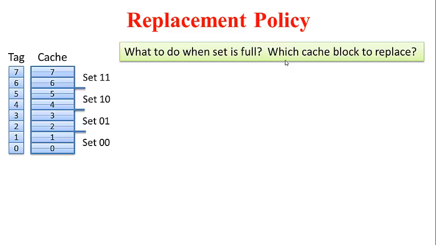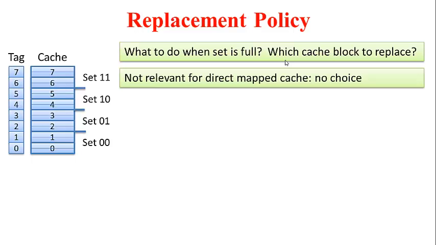Now, of the 3 possible cache designs, direct map, fully associative and set associative, for which kind of design does this policy not matter or is irrelevant? Well, for the direct map scheme, there is no point in talking about any replacement policy because we really don't have any choice. The set size is 1, and if the set is full, that is, if that particular cache block is occupied and another main memory block wants to occupy the same cache block, there is no choice. That particular cache block which is currently resident has to be evicted and replaced with the new incoming memory block.